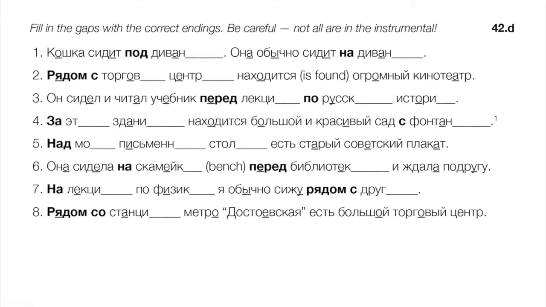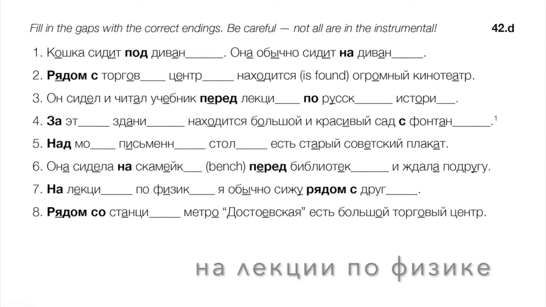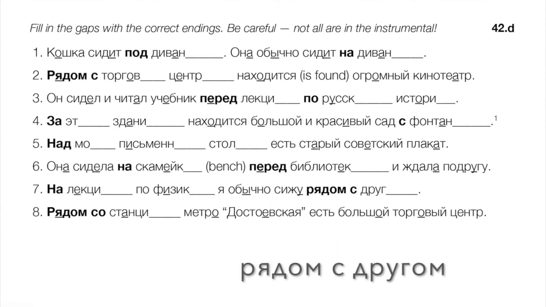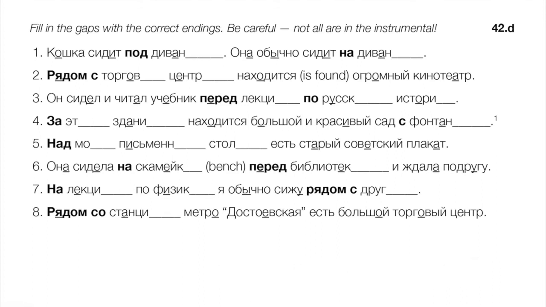7, at the lecture in physics, at the physics lecture, I usually sit next to a friend, right, alongside a friend. На лекции, prepositional, по физике, dative, я обычно сижу рядом с другом. Number 8, next to the station, the subway station Dostoevskaya, there's a big trade center. Рядом со станцией метро Достоевская есть большой торговый центр.